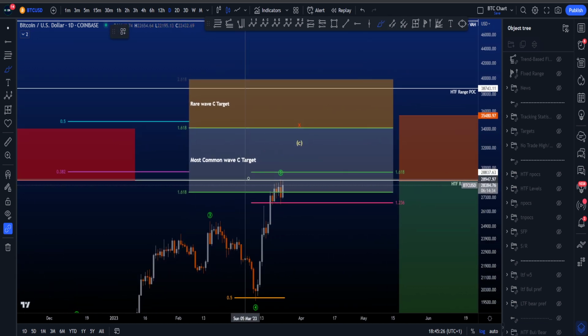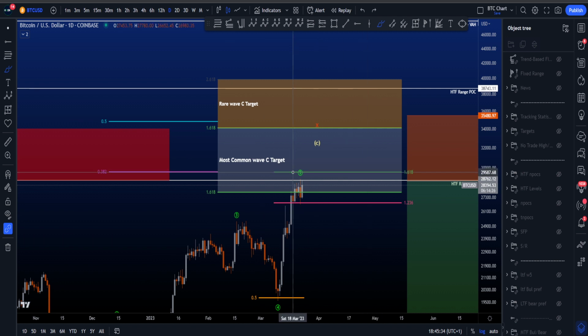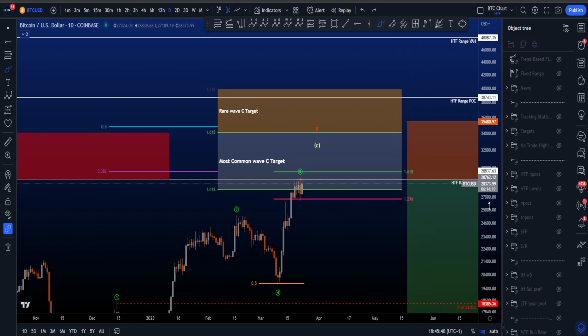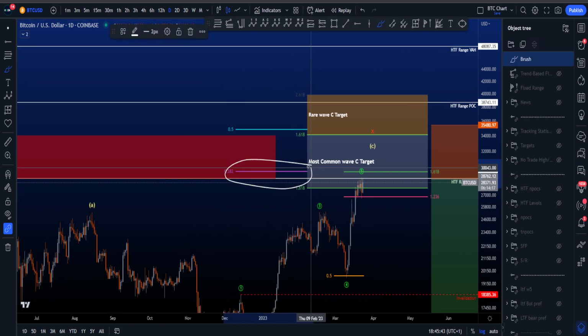In this scenario, the most common wave C target is the white box that you see, basically between 27.7k and 34k. However, my most important level is 29.6k to basically 30k. The reason is that we have the 1.618 over here as well as the 0.382.